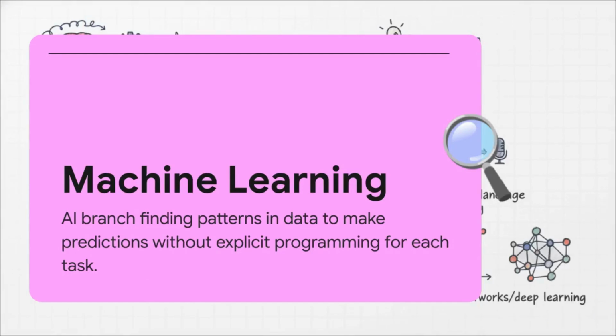Okay, so the crucial point here, the thing you really need to remember, is without explicit programming. Machine learning is a branch of artificial intelligence that enables algorithms to uncover hidden patterns within datasets. It allows them to make predictions on new, similar data.